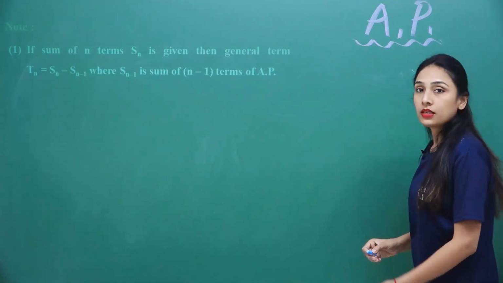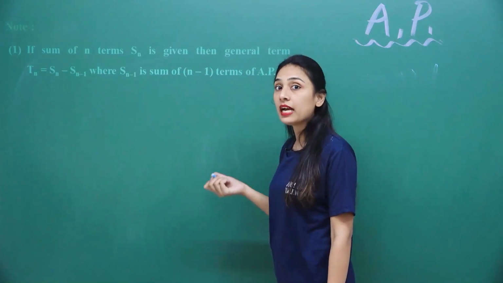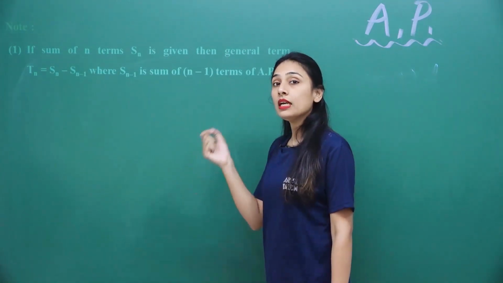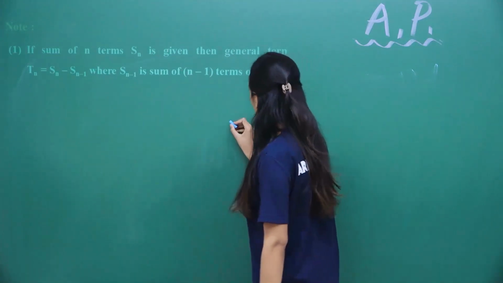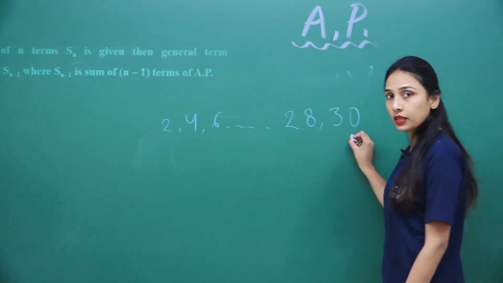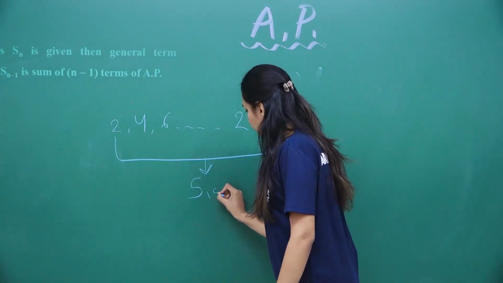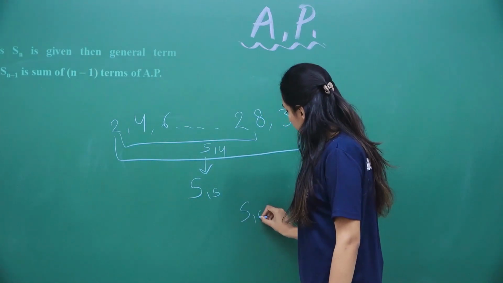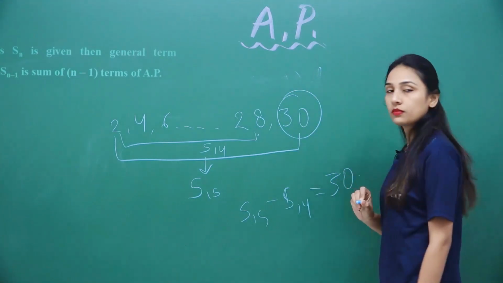Now, if sum of n terms Sn is given, then general term Tn is equal to Sn minus Sn minus 1. That means the sum till the last term minus the sum till the second last term will be your Tn. That means if you are having an AP 2, 4, 6 and till you are having 28 and 30, this will be your last term. So, if you take the sum from here to here, let's suppose this is T15, and the sum from here to here will be S14. So, S15 minus S14 will give you what? This 30, the last term. Okay.